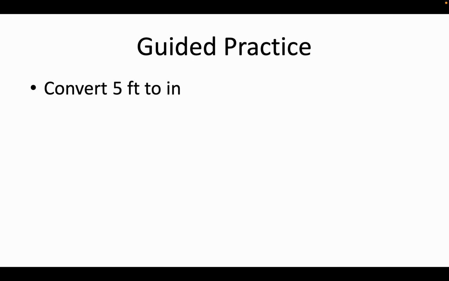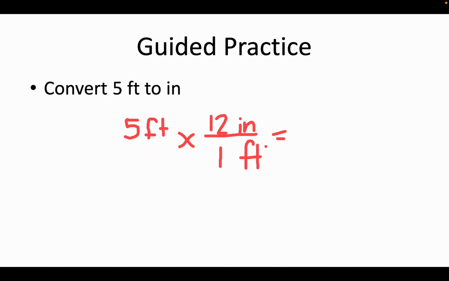Okay, first one, 5 feet to inches. Now again, you might know what this is already, but let's just practice how we would write this out. 5 feet times our unit multiplier, we want feet on the bottom, and we want inches on top. And our unit multiplier is going to be 12 inches for 1 foot. And then we can cross out our feet, and we're left with 5 times 12, which is 60, and our unit is inches. 5 feet equals 60 inches.